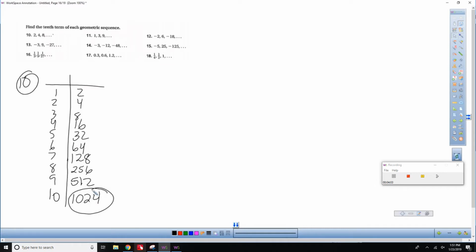Pretty straightforward, they're only looking for the 10th one. But what if we wanted to come up with a faster way to do this? Or what if they were asking for the 30th term? Well, we would want to come up with an equation. What do we need to know for the equation? We need the y-intercept, and we need the r, the rate of multiplication. Well, how do we find the y-intercept?